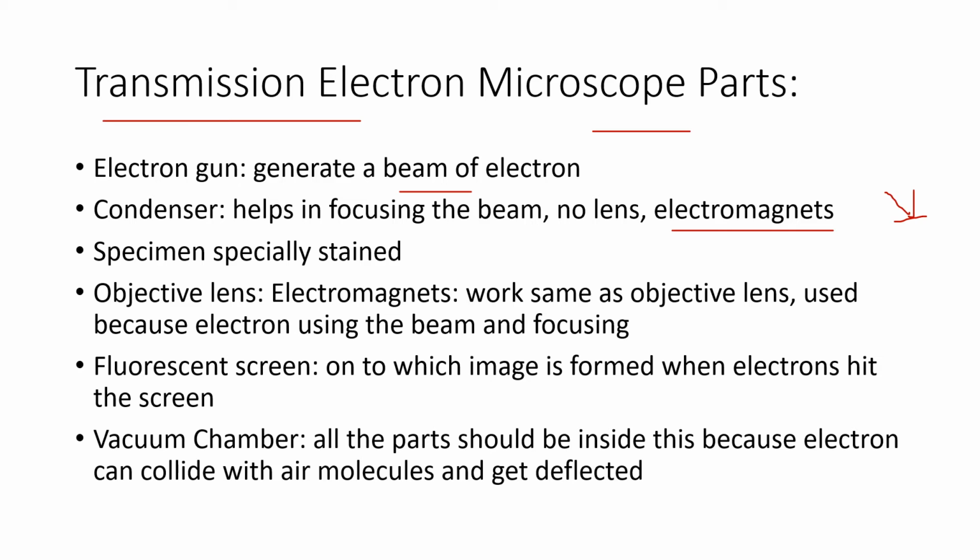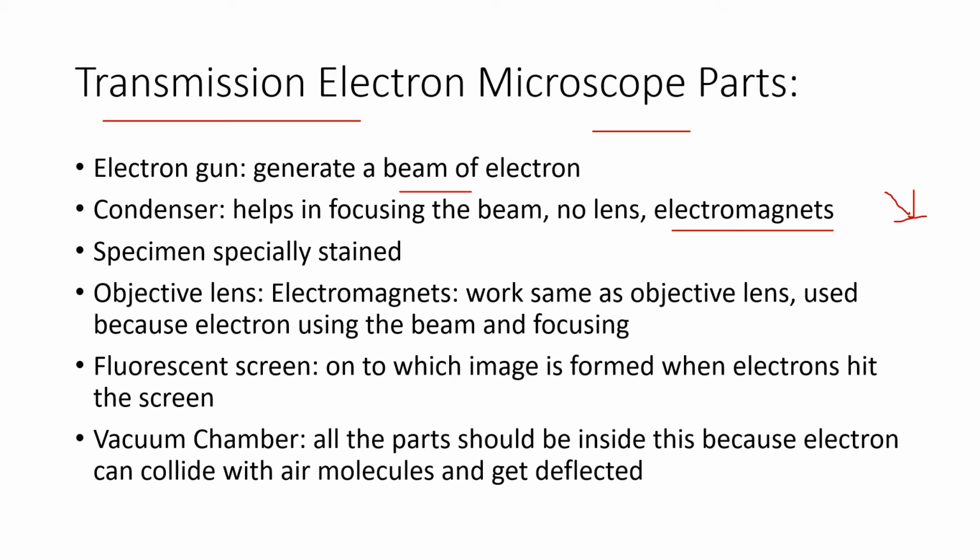Then we have the specimen, which is specially stained. We're talking about staining of all the specimens under light microscope, confocal microscope, electron microscope in the staining series. But the thing is, these are specially stained. These are not stained like a light microscope specimen. The next thing is objective lenses. These are again electromagnets, but ensure that we do not say objective lens. These are objectives, okay? Because again, electrons cannot pass through objective lenses, but they work the same as an objective lens.